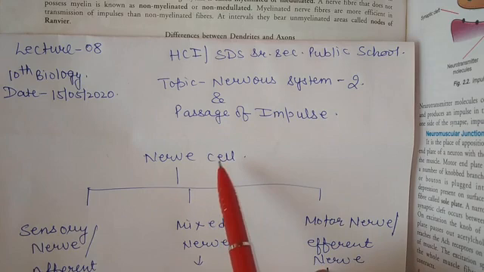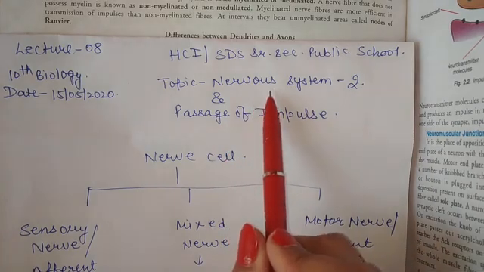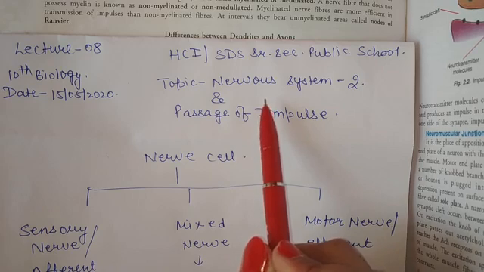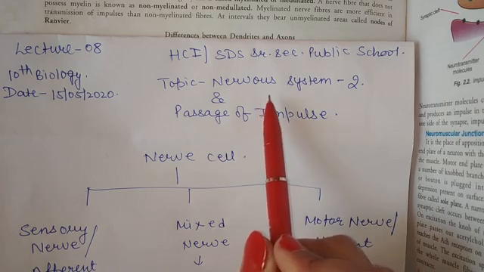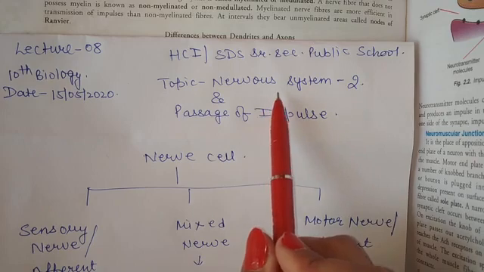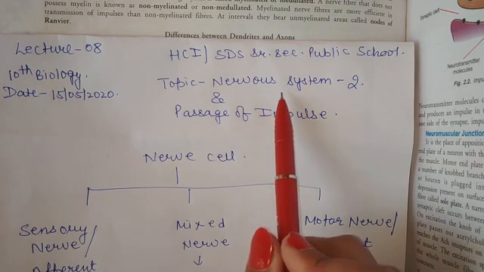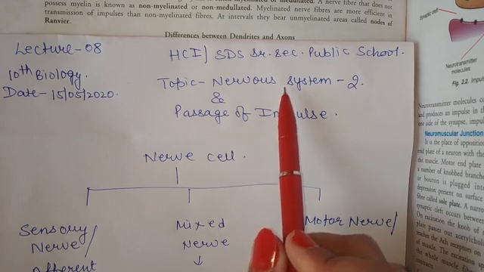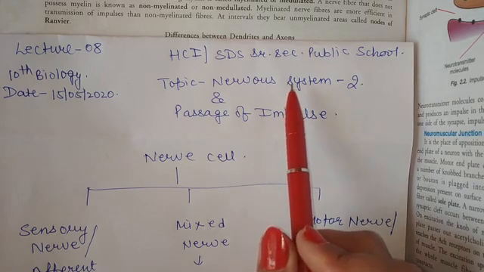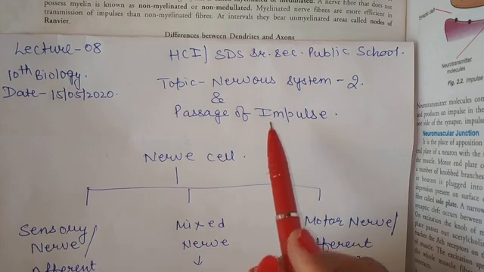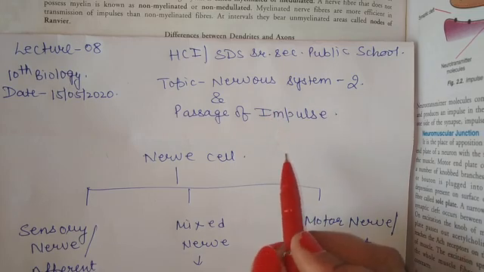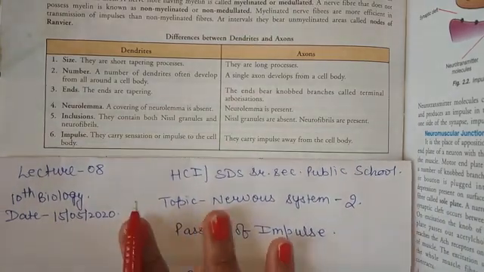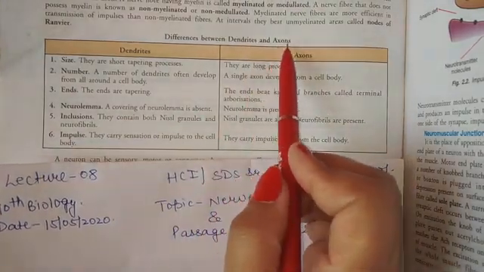So first of all, the nervous system, we all know, consists of the nerve fibers or the nerve cells, the nervous organs. Neuron is the basic unit of the nervous system, that consists of three parts: axon, dendrites, and the cell body. So first of all, I want to discuss the difference between the dendrite and the axon.